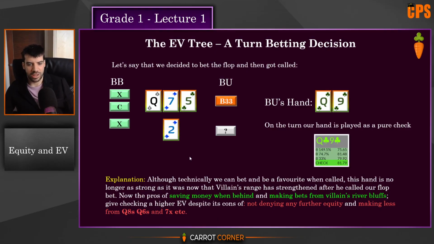Despite the cons of checking, these are still apparent, of not denying any further equity, and of course making a bit less from hands that if we knew villain had, we would bet 3 times, right? If I knew you had queen 8, I would never check. If I knew you had 7x, I would never check. And this is the problem with when people say, I'm targeting this hand. You're basically only thinking about the branch on the tree where he has those hands. That's not a conclusive thought process. It's really problematic.